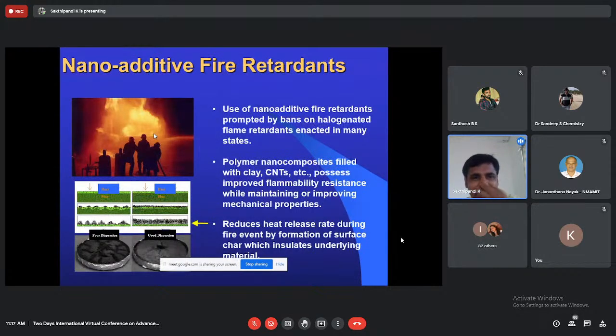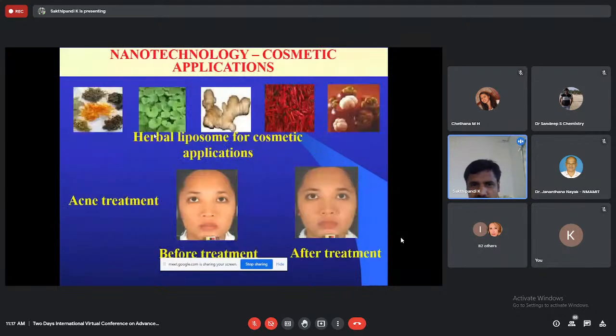Even fire retardant material, for those people who are working in fire related work, they need some material like fire and bullet proof. So that is also possible with coating of nanomaterials.